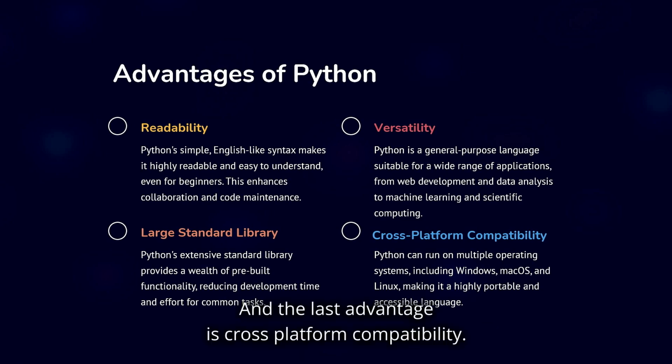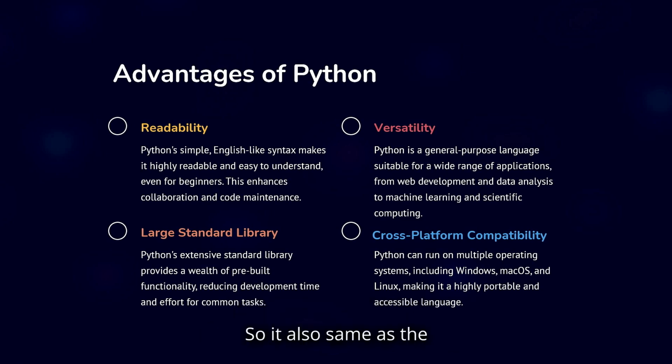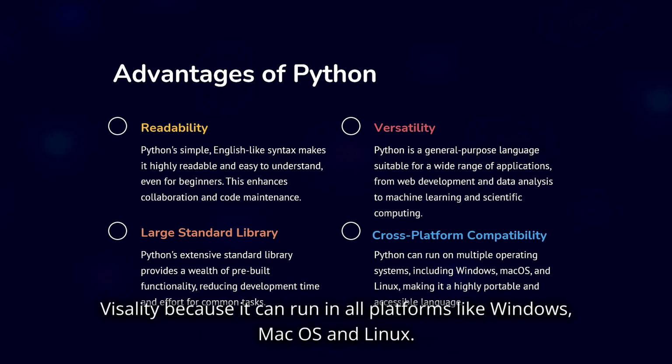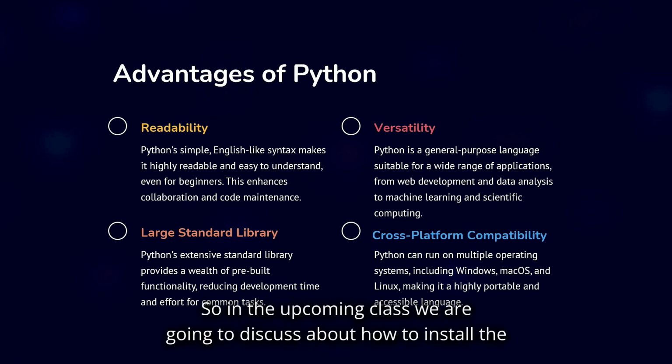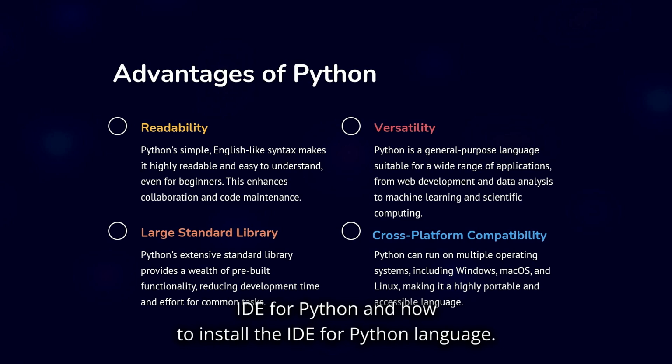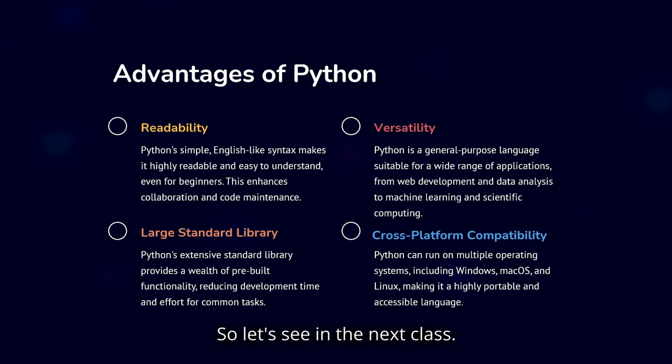And the last advantage is cross-platform compatibility. It is also the same as versatility, because it can run on all platforms like Windows, Mac OS and Linux. So these are all the advantages of Python. In the upcoming class, we are going to discuss how to install Python and how to install the IDEs for the Python language. So let's see you in the next class.